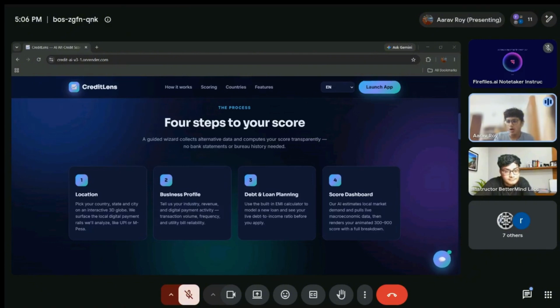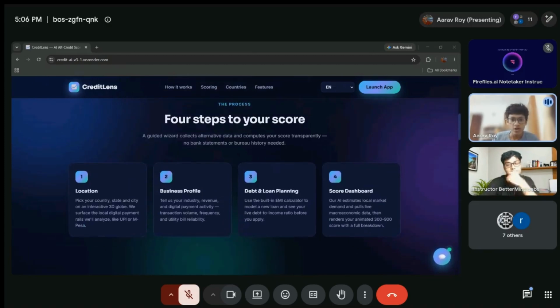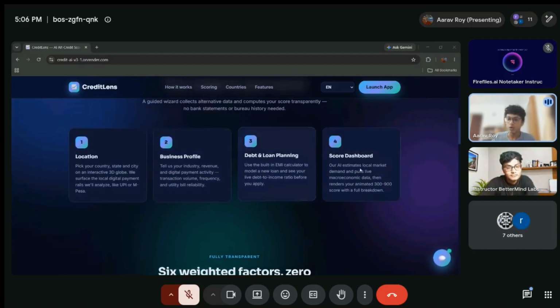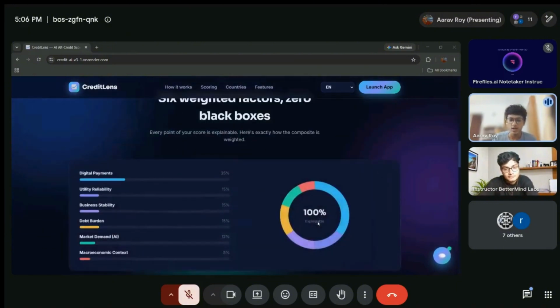So, it computes a 300 to 900 credit score using digital payments, utility reliability, and AI-driven market context. Here are the four steps to get our score. First we give the location, then the business profile, then the debt and loan planning, and then the final score dashboard. However our score is given, each part of it is completely explainable, because each part of the data you're providing will have a certain part in our score. All the different inputs we are giving will be scored accordingly.